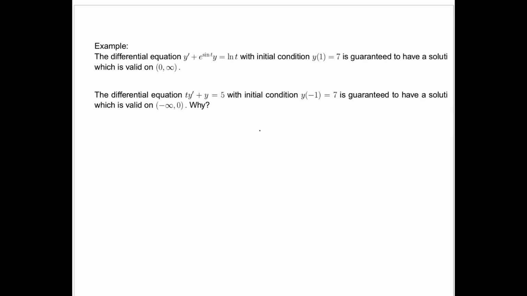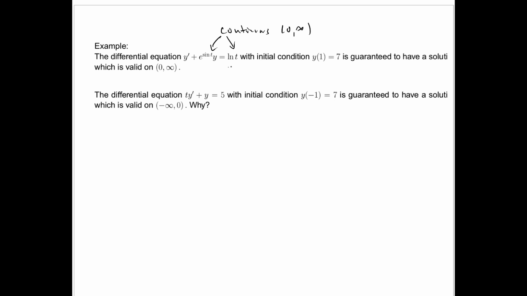Here's an example. The differential equation y prime plus e to the sine t times y equals log t is a horrible differential equation because this e to the sine t is a function that's very hard to deal with. But it still is a first-order linear differential equation. And when we look at these functions, e to the sine t and log t, these functions are both continuous on the ray from 0 to infinity. You can't have any bigger interval because log t, of course, is only defined on that interval 0 to infinity.